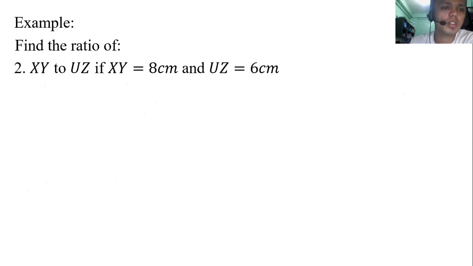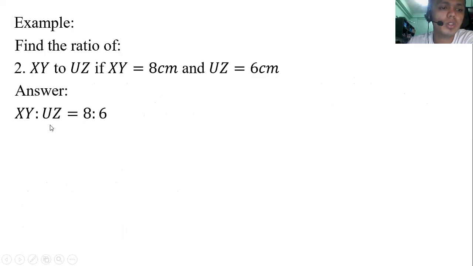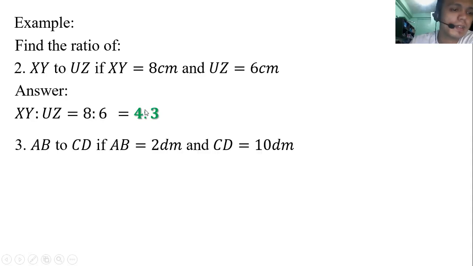Another example: find the ratio of XY to UZ if XY is equal to 8 centimeters and UZ is equal to 6 centimeters. So XY is to UZ. Substitute XY to 8 and UZ to 6. So we have 8 is to 6, or in lowest term, 4 is to 3. We always get the lowest term for the ratio.